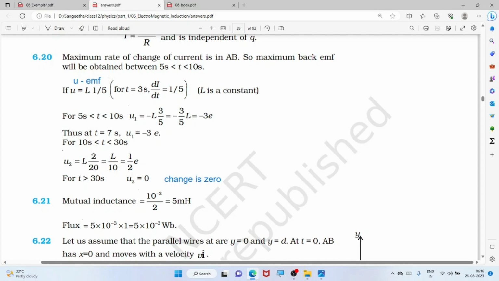3 by 5, minus. Here t equal to 7 seconds. 7 seconds falls within this, so it is the same.